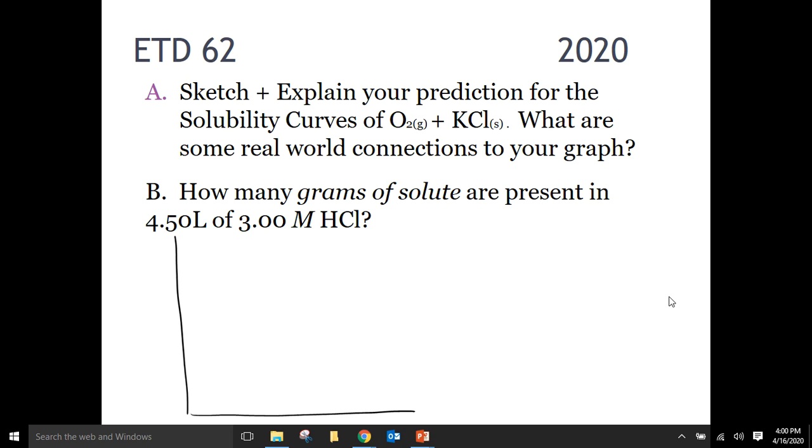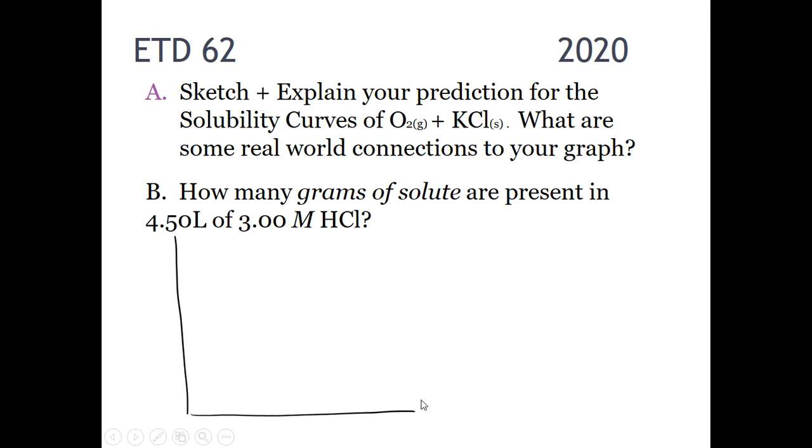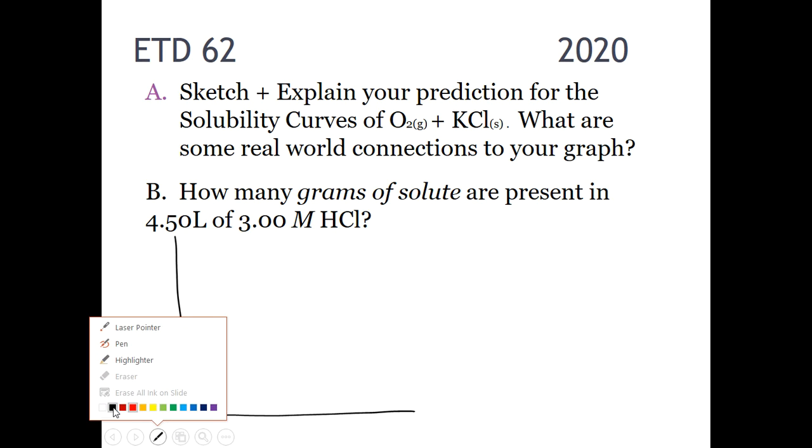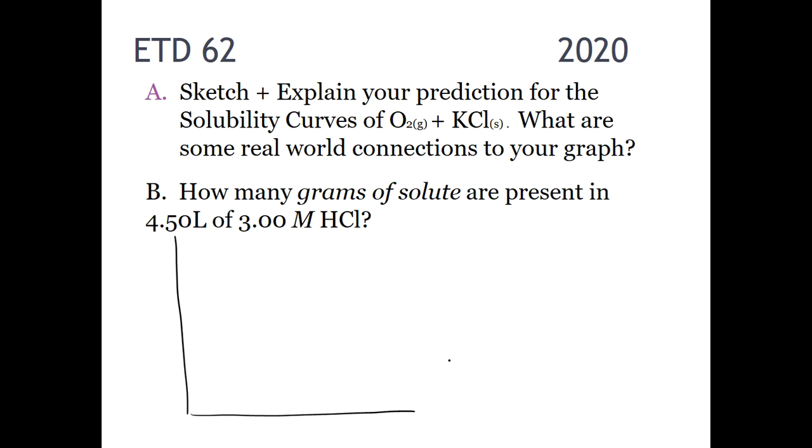You should be writing down the questions because it'll help you as you go off to your other college classes as well as high school classes to understand this stuff. I want you to sketch on this axis and explain your prediction for the solubility curves for oxygen gas versus potassium chloride solid. What's the graph going to look like? Why does it look that way? And then what are real world connections that connect to the actual lines on your graph?